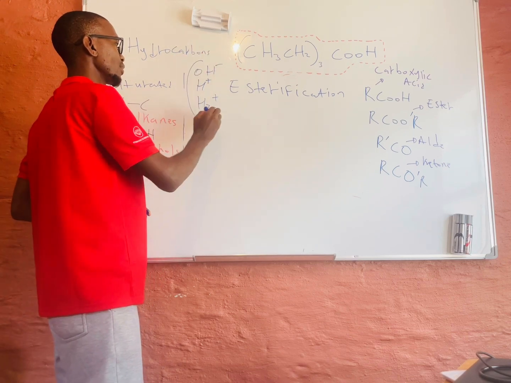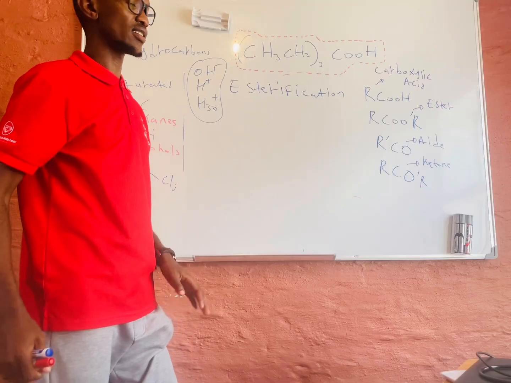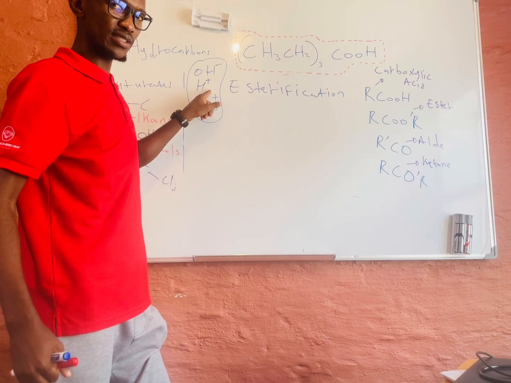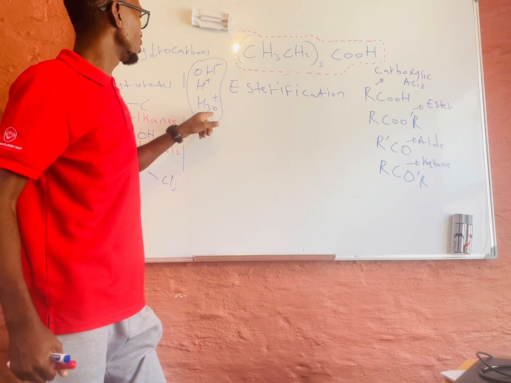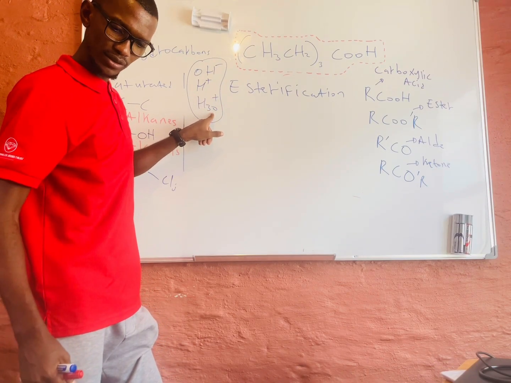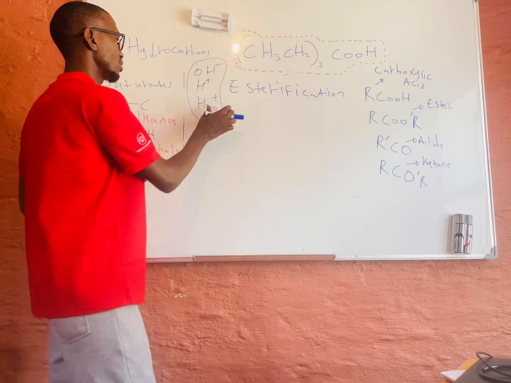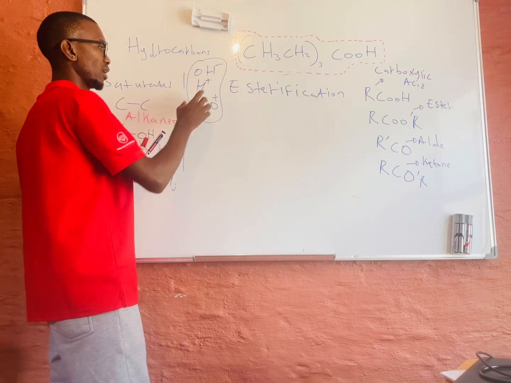You see, these are ions, guys, especially when you're dealing with acid-base reactions. This is the hydrogen proton, and this one is what we call the hydronium ion. This is the hydronium ion, H3O, and the plus on top.